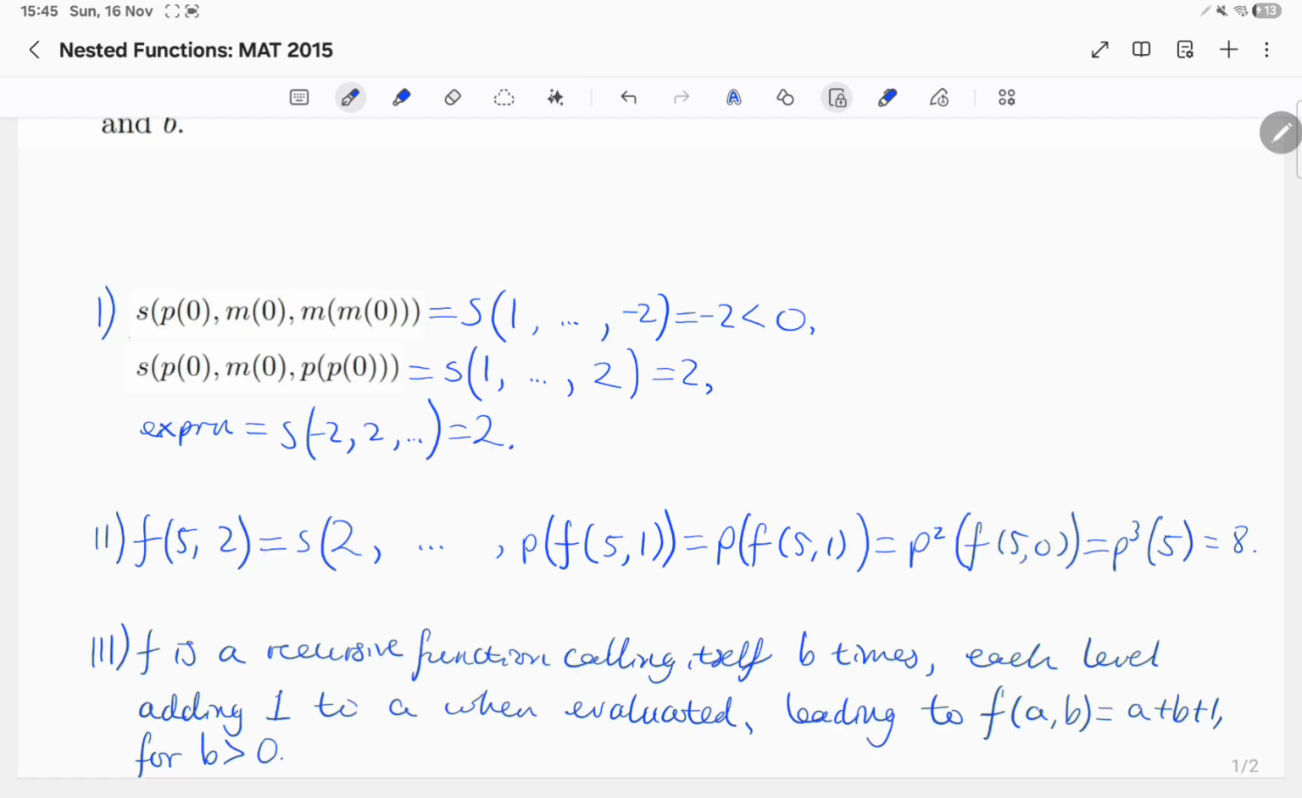From here, we can see that f is a recursive function calling itself b times, and each level adds 1 onto a when it's evaluated. This means that f of a, b would be equal to a plus b. However, notice that in the case when b is equal to 0, the return value is p of a and not a. Therefore, we have to add 1 more onto this expression, giving us f of a, b is equal to a plus b plus 1 for all positive integers b and integers a.